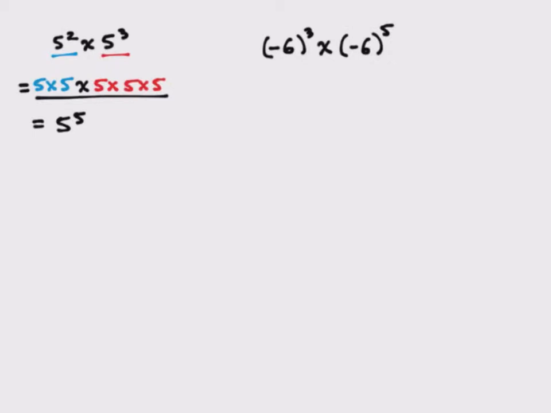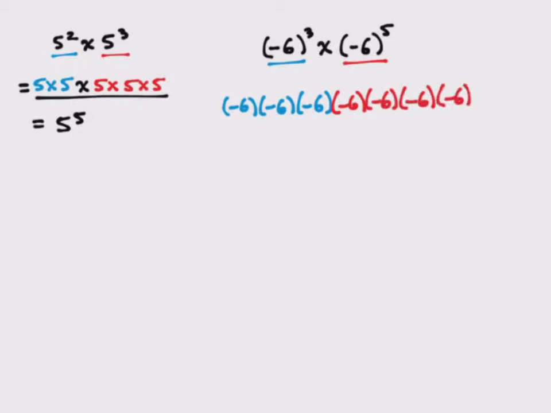Like the last time, we can write negative 6 to the third power as negative 6 times negative 6 times negative 6. And we can write negative 6 to the fifth power as negative 6 times negative 6 times negative 6 times negative 6 times negative 6, 5 times in total. And so we see that when we rewrite these two exponential terms using the definition of an exponent, we end up with 8 negative 6's being multiplied by one another. And we know how to write that. That's just negative 6 to the eighth power.